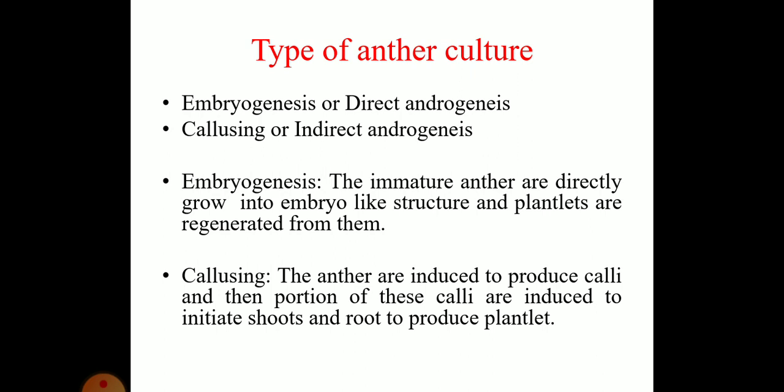Now the types of anther culture. There are mainly two types of anther culture. The first, embryogenesis or direct androgenesis. Second, callusing or indirect androgenesis. In embryogenesis, the immature anthers directly grow into embryo-like structures and the plantlets regenerated from them are called embryogenic. In callusing, the anthers are induced to produce a callus, and then a portion of the callus is induced to initiate shoot and root and then produce a whole plantlet.